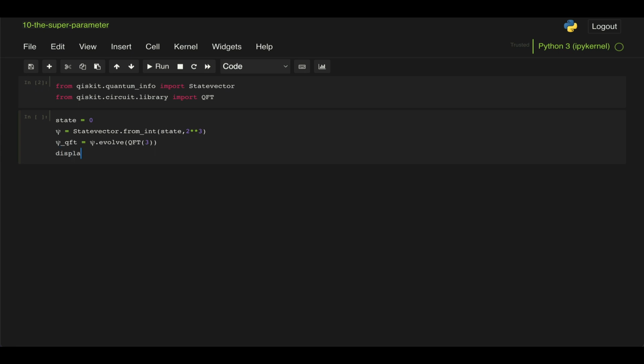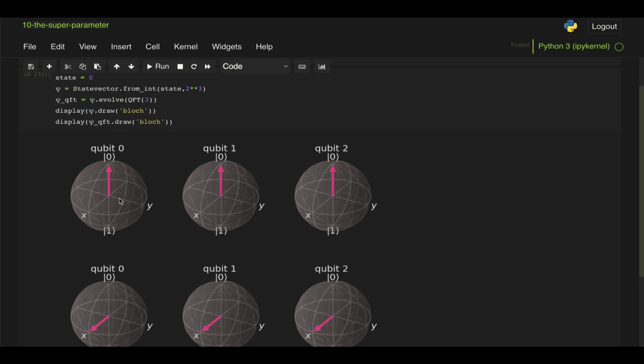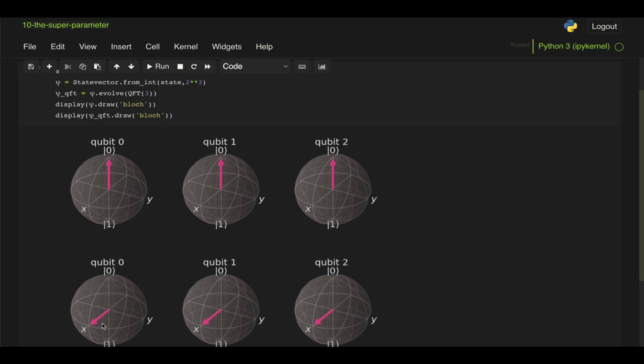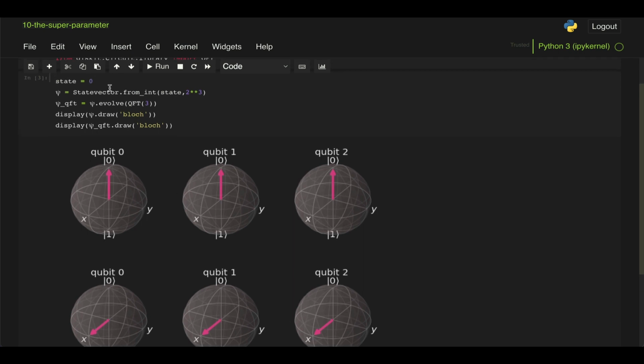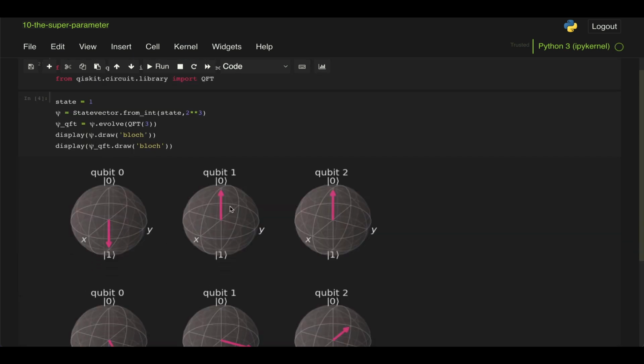And now I'm going to display the state in the Bloch sphere, which, because I'm passing basis states, is a separable state, so I can represent them as separate qubits. And then I'm also going to display the same thing, but for the QFT, right? So if I do that, I see that for state 0, I get all 3 qubits pointing to 0. And then the QFT has all states pointing to the state plus, right? Now, when I increase this state to state 1, the first qubit is going to change to 1, the other two remain at 0.